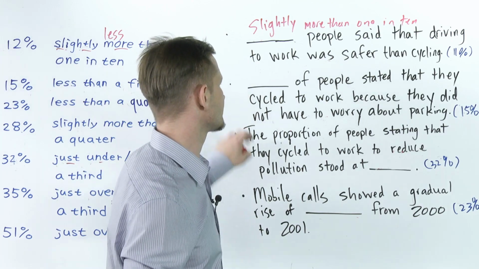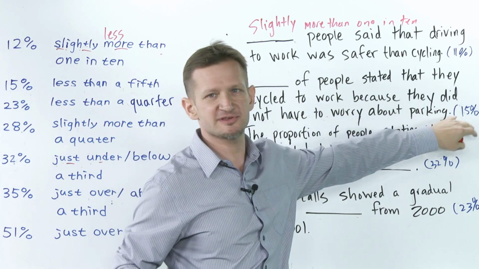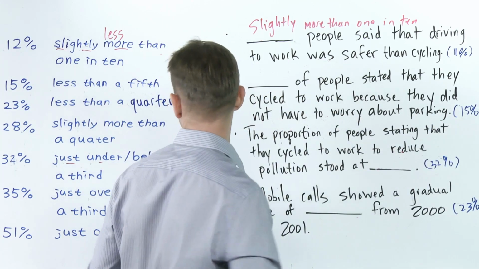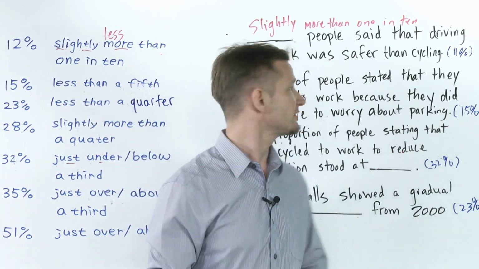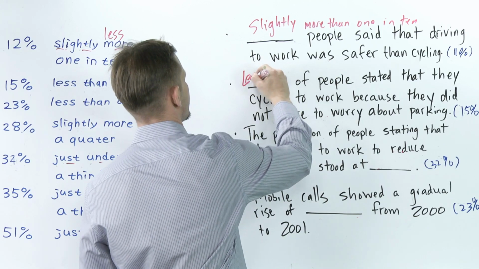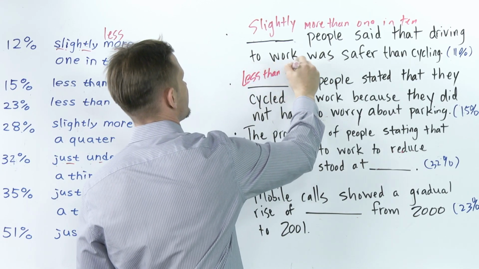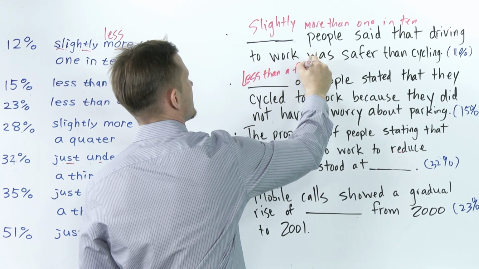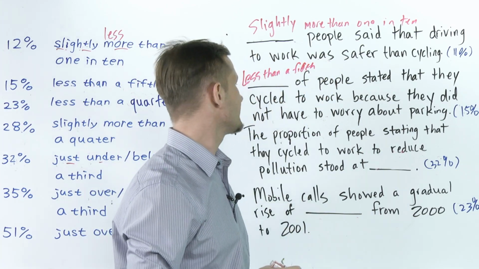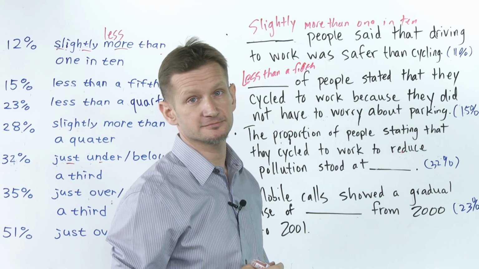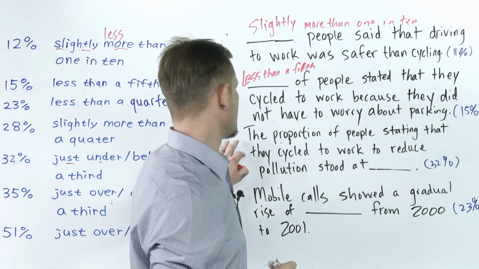That's important. Okay, so we're looking for a number that means about 15%. Which one means about 15%? Well, we could say less than a fifth. So we can say less than a fifth of people stated that they cycled to work because they did not have to worry about parking. Great sentence. All right, moving on.